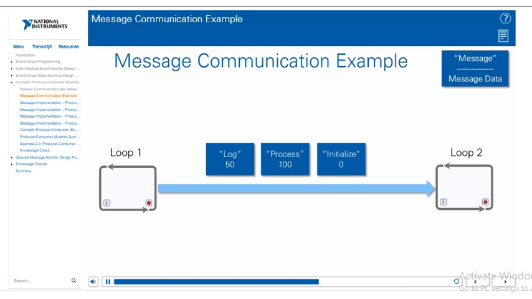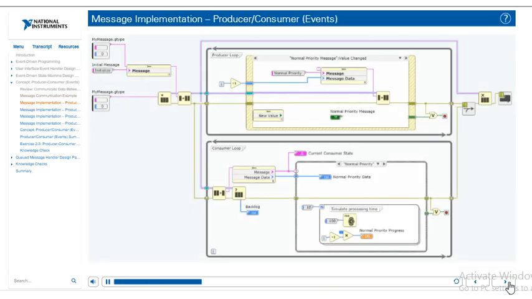These messages can get queued up if the receiving loop is busy, so the receiving loop can process the messages in the order received. Also, we can send a high priority message, such as emergency stop, to get read next ahead of normal priority messages. So in this example, we have seen some common characteristics of message communication. One way to implement message communication is to use the producer-consumer events design pattern.